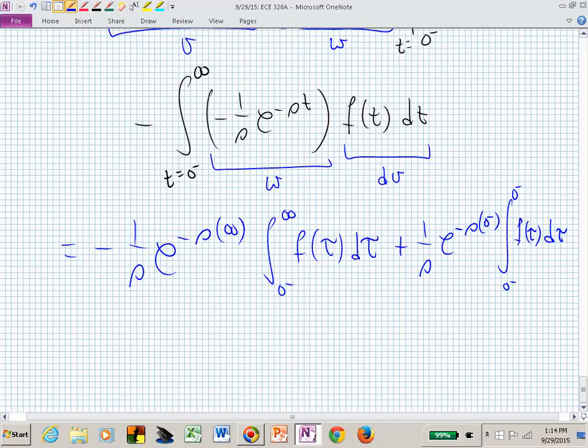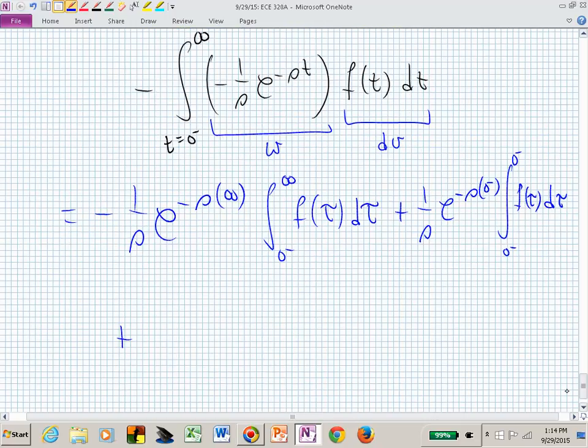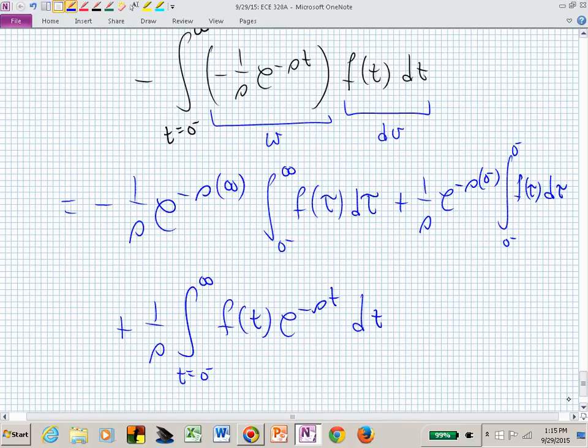And now I can get these two negative signs on this lower integral. I can say that's now plus. And can I factor out the 1 over s? I'm integrating with respect to t. s is not a function of t. I'm now integrating from 0 minus to infinity. And let me go ahead and just reorder the f of t and e to the minus st so that it starts to look like something I'm used to seeing.